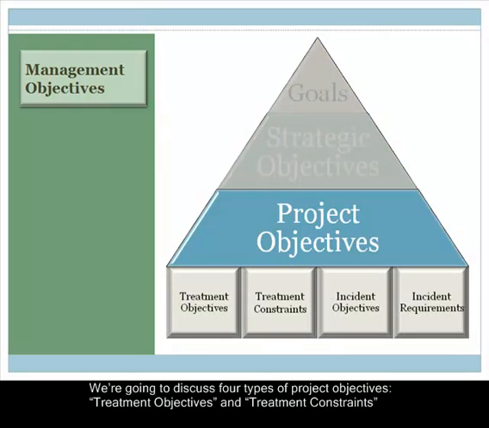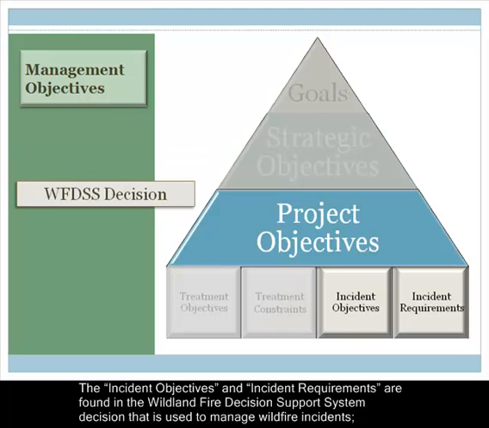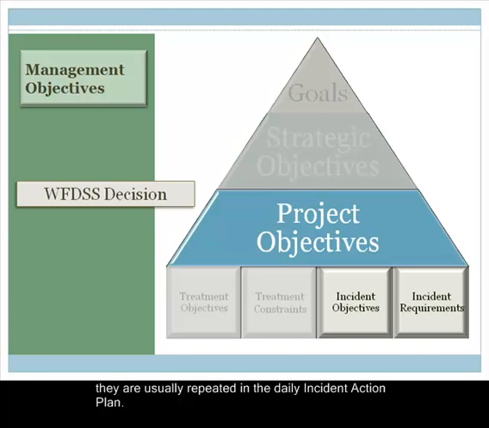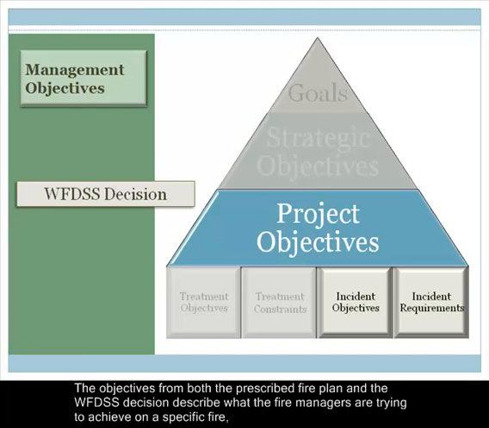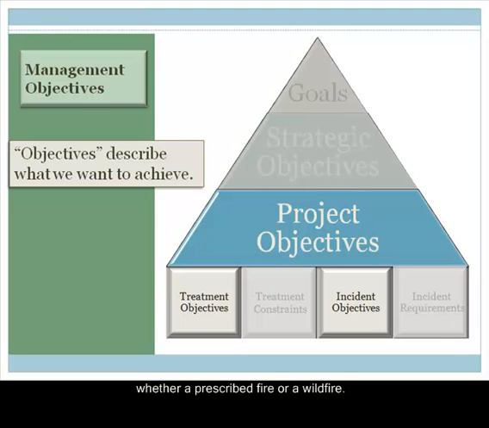We're going to discuss 4 types of project objectives. Treatment objectives and treatment constraints are found in the prescribed fire plan for an individual prescribed fire project. The incident objectives and incident requirements are found in the Wildland Fire Decision Support System decision that is used to manage wildfire incidents. They are usually repeated in the daily incident action plan. The objectives from both the prescribed fire plan and the Wildland Fire Decision Support System decision describe what the fire managers are trying to achieve on a specific fire, whether a prescribed fire or a wildfire.